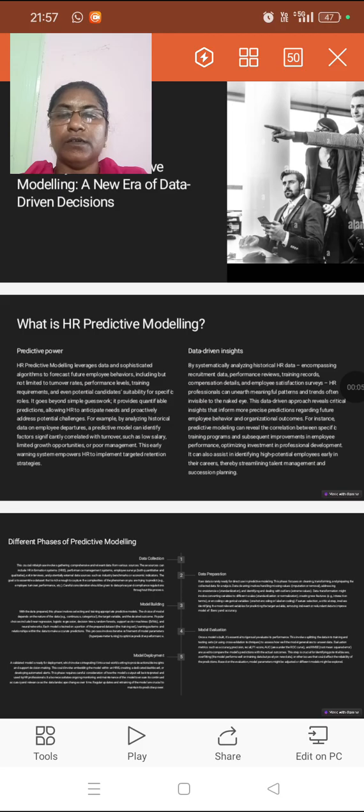Good evening. Today we are going to discuss modeling, a new era of data-driven decisions. First, they explain predictive modeling.